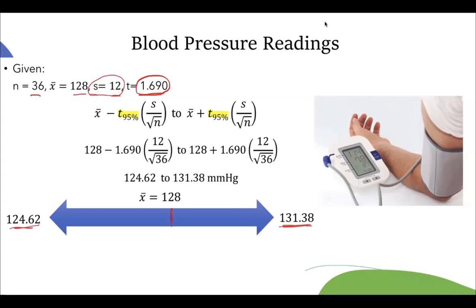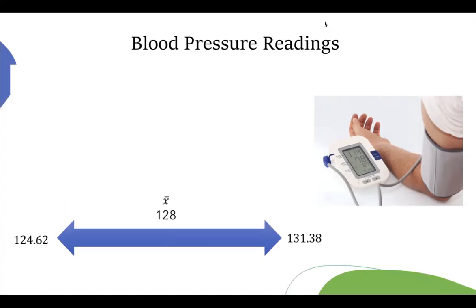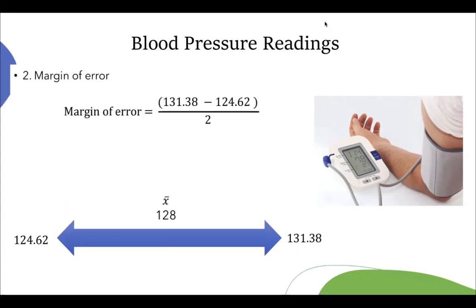And to interpret it, we say we are 90% confident that the true mean systolic blood pressure for all patients visiting the clinic is from 124.62 to 131.38. So the margin of error, we're going to take 131.38 minus 124.62 and divide by 2, and it turns out that's 3.38.